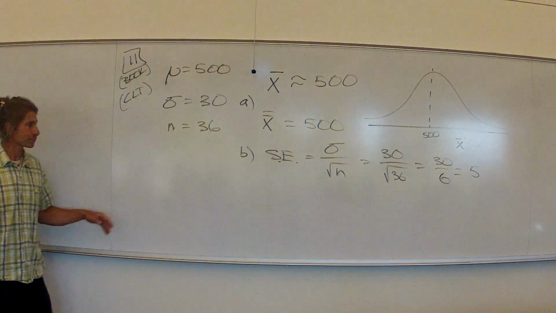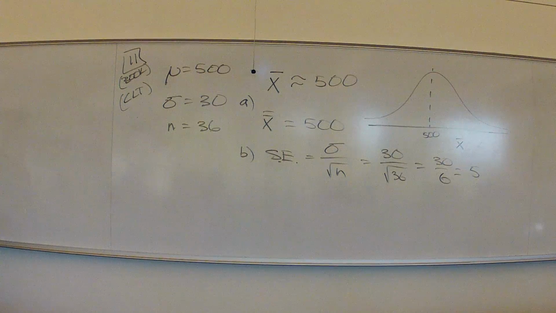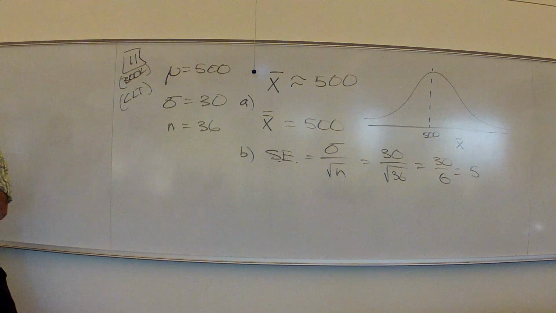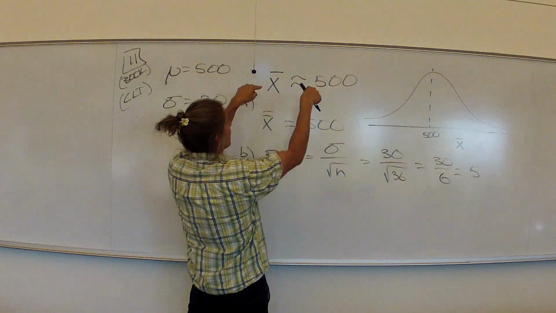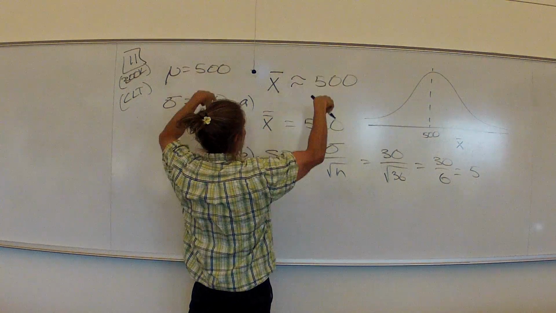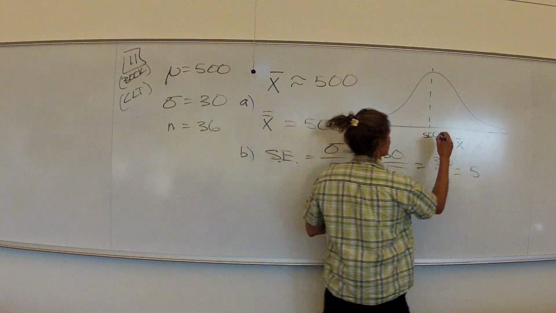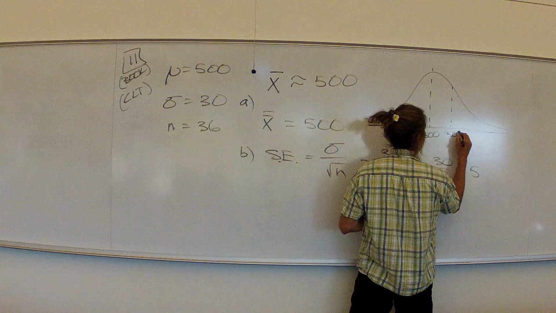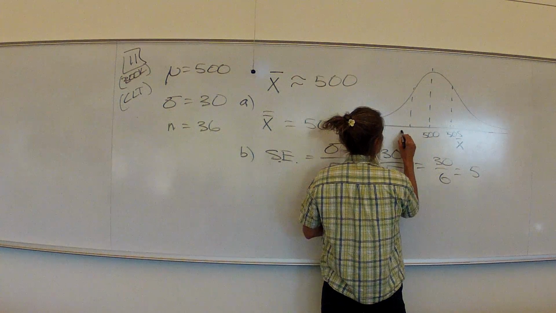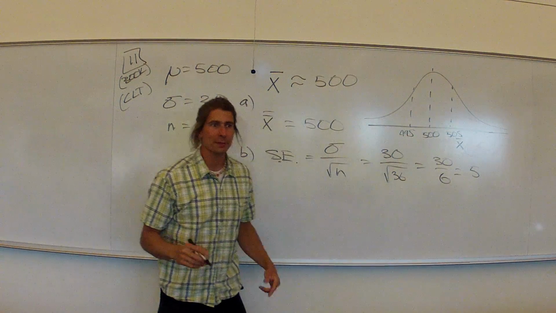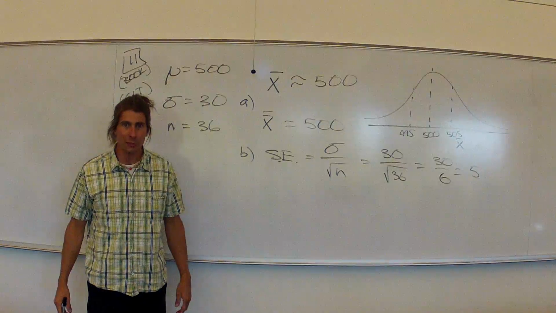Okay, we know that. How about that standard error of 5? Now remember, standard error and standard deviation imply the same thing. So, when you add and subtract it from the average, you pick up certain percentages. If I go 5 up and down, how much area have I now trapped? There you go. If I go up here to 505 and down here to 495, I have now trapped 68% of my data between those two values. Why?